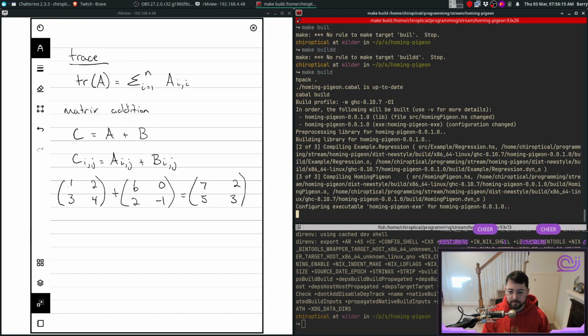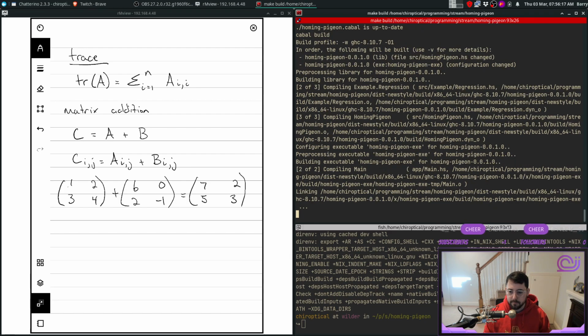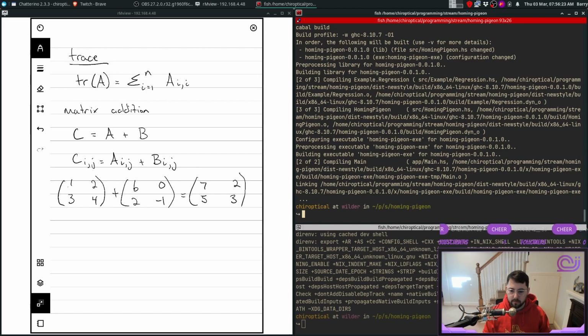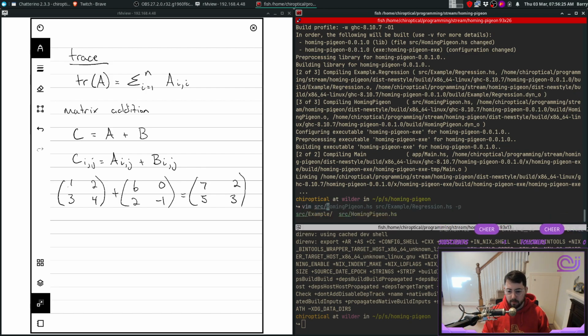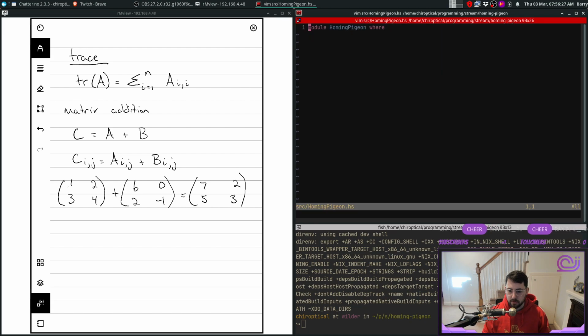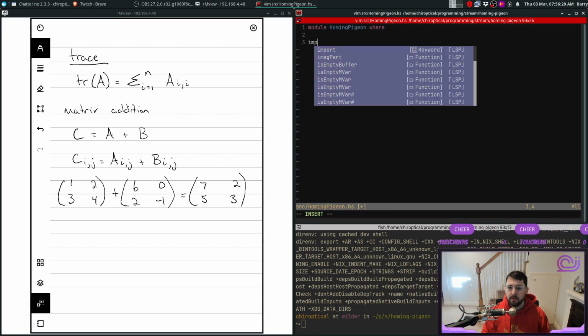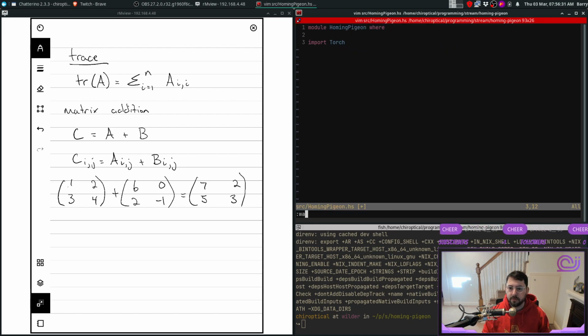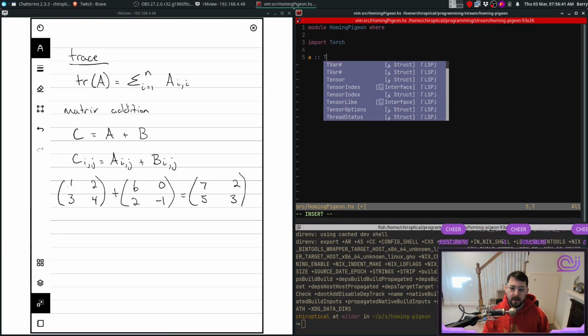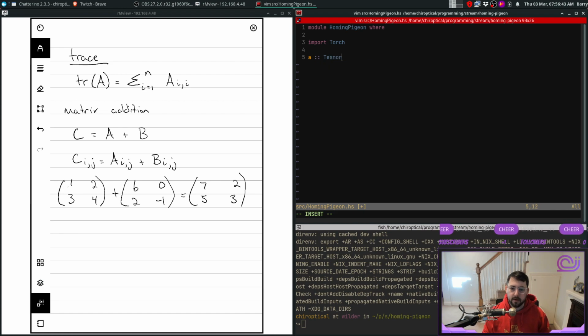What is going on? That's weird. Okay. Nice. So now in homing Pigeon, we need to import torch, and we're going to write two matrices. We're just going to use C equals AB. So I think A you can just write like a tensor.